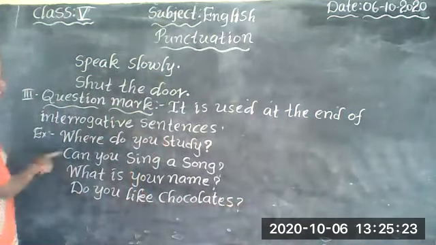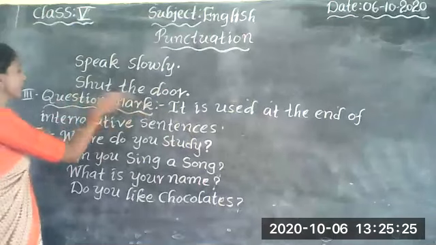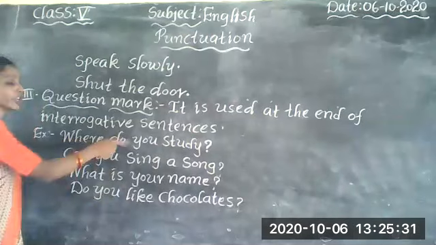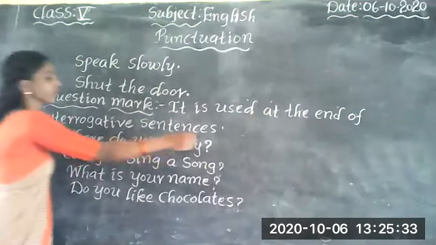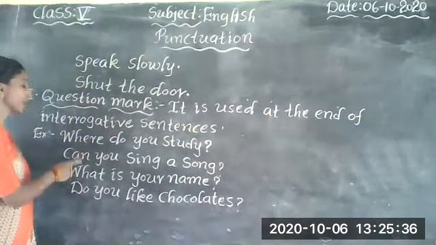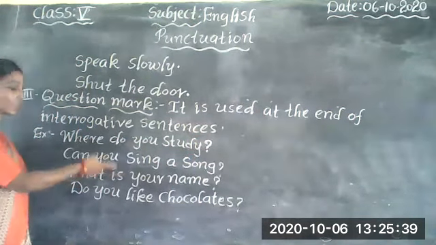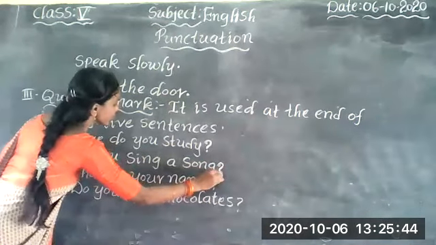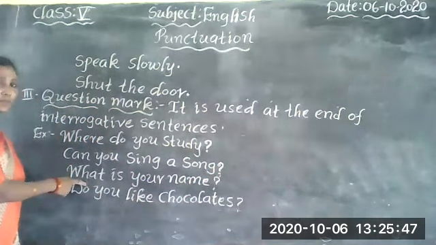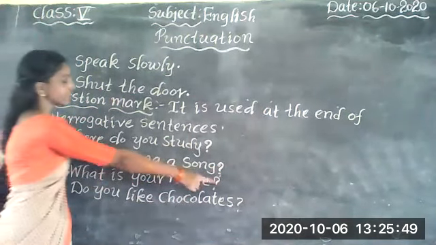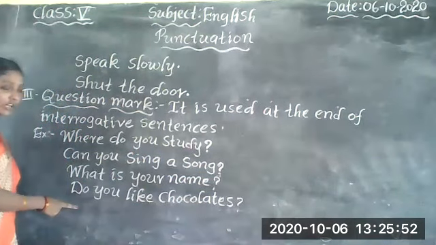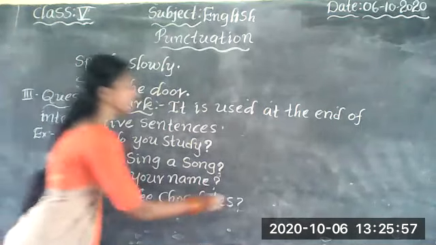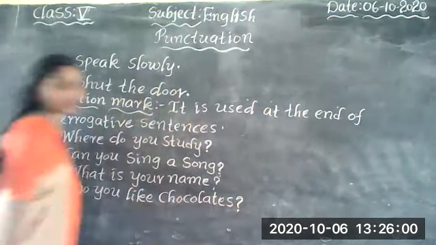So these are interrogative sentences. At the end of the interrogative sentences, we use question mark. See here, where do you study? This is a question, so we use question mark at the end of the sentence. And can you sing a song? Here also we are interrogating, so this is a question. That's why we use question mark. Here, what is your name? That's a question, so I use question mark here. And do you like chocolates? Here also we are asking a question. So that's why I use question mark at the end of the sentence. Is it clear, students?